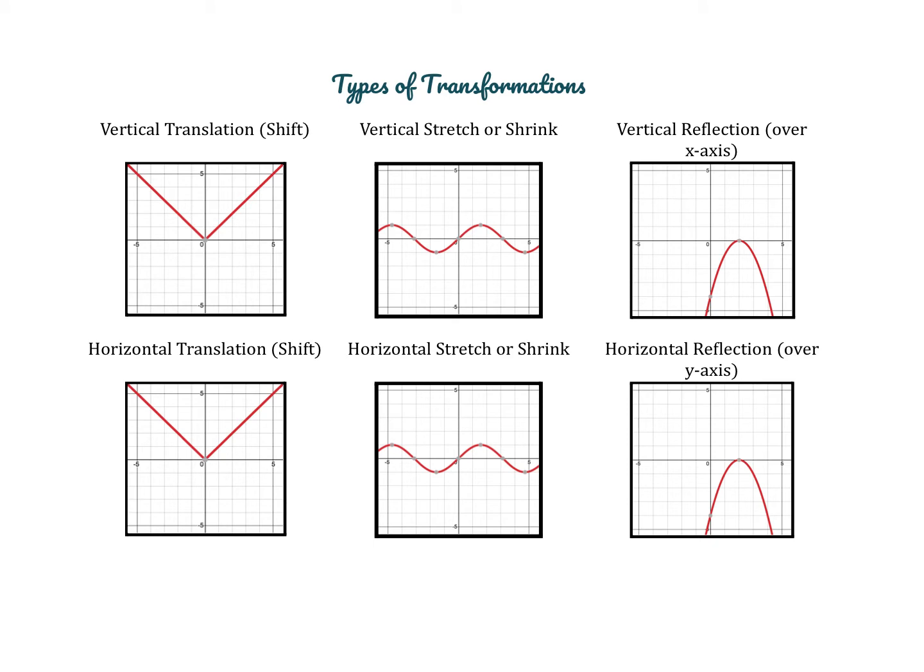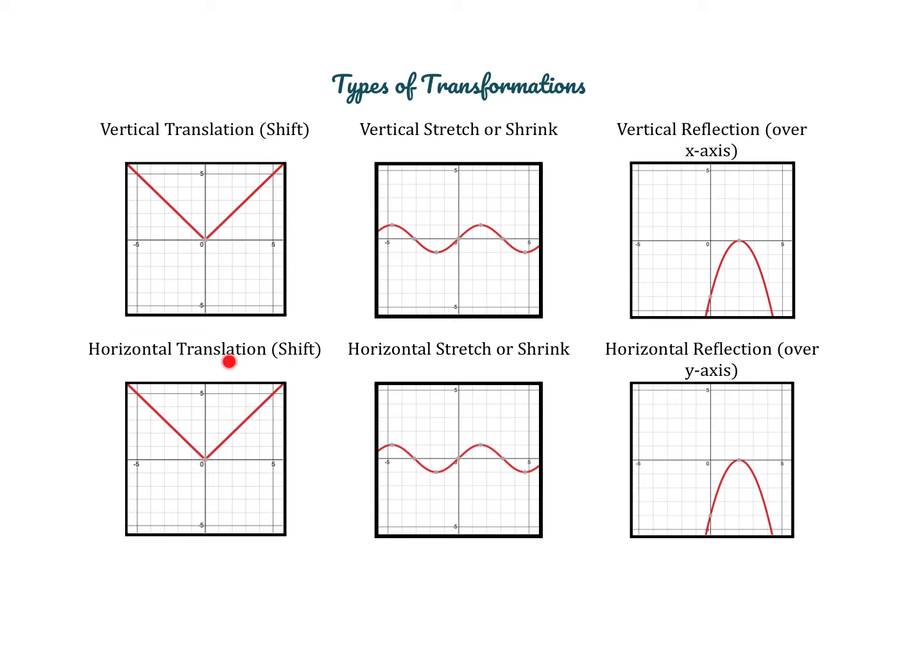So today we're going to learn about different types of transformations and how we can apply them to any type of function. There are 6 types of transformations we'll be working with. There are translations, which are shifts, there are stretches or shrinks, and there are reflections. And then for each of those, we have vertical and horizontal versions. So let's start with the translations.